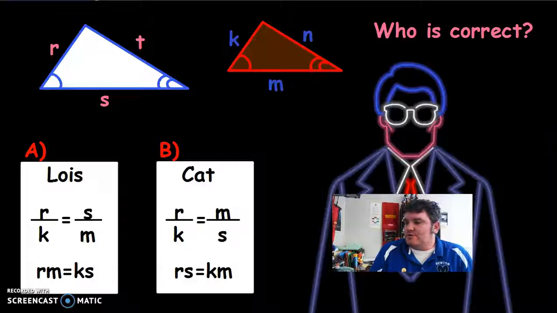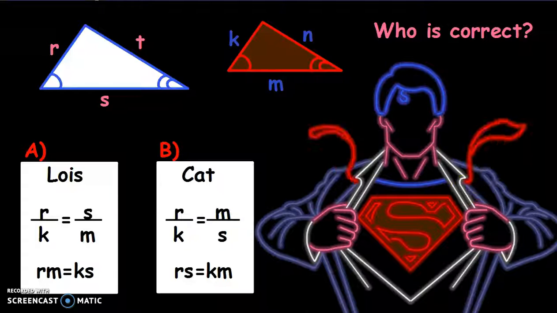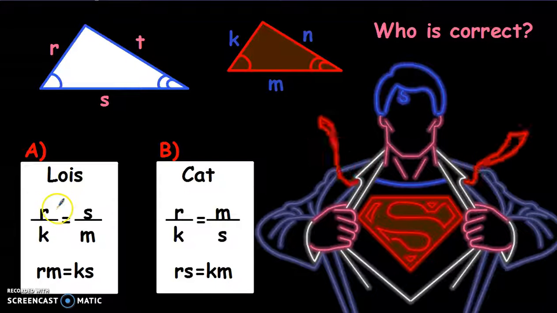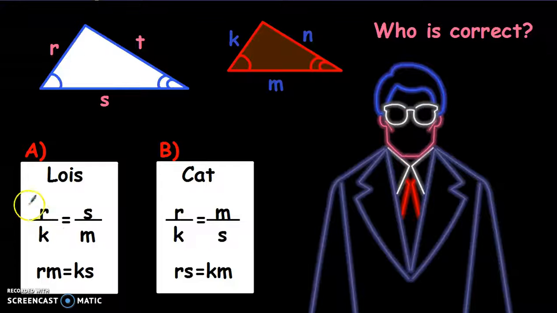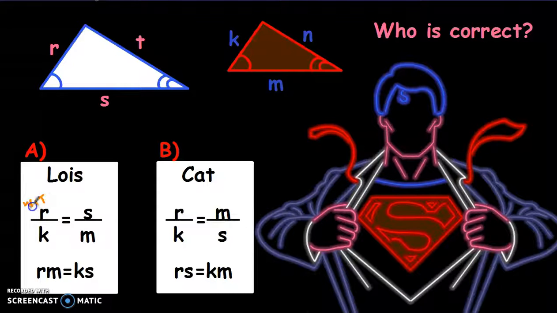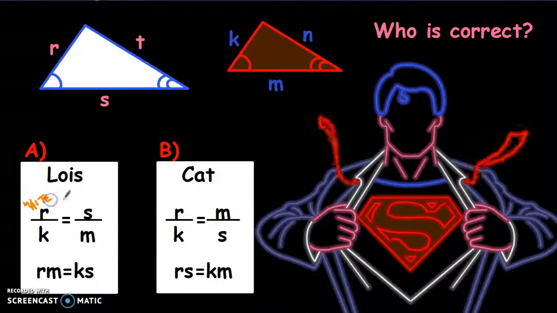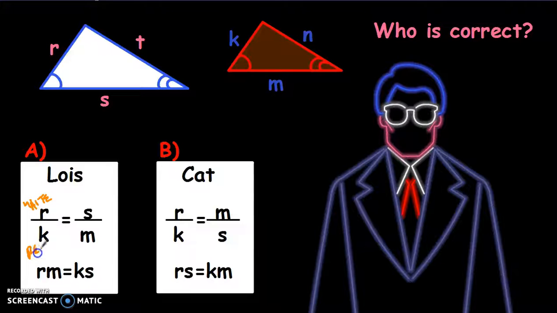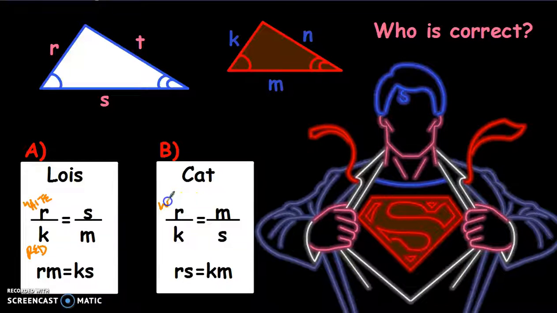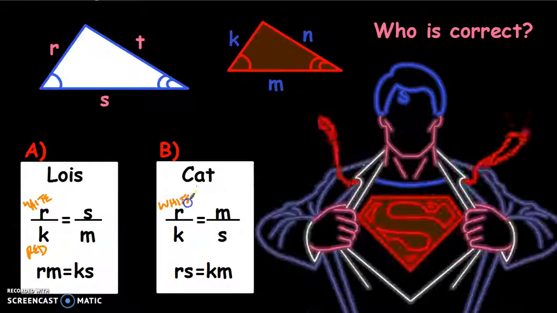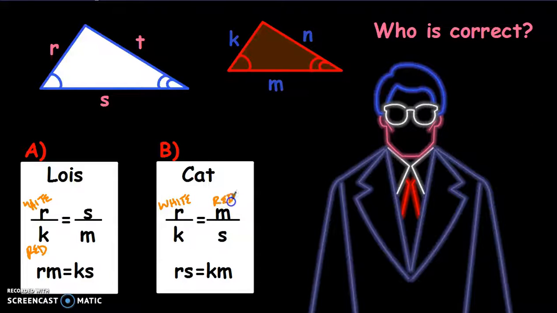Now, who's correct? Well, Lois is. Why? Because Lois is the only one that kept the white triangle on top and the red on the bottom. Whereas Cat went white on top here, but red on top here.